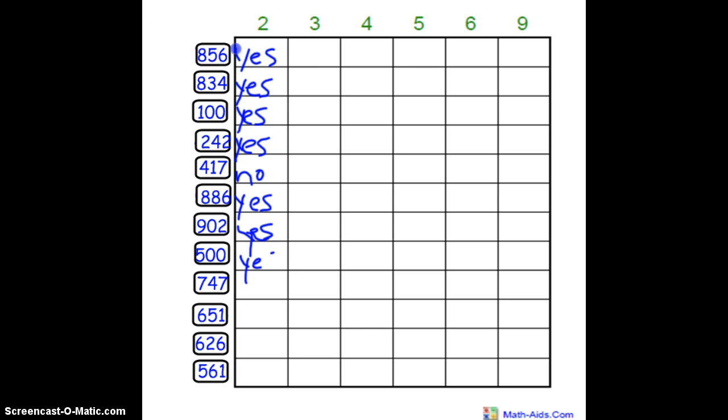Here we've got another yes. This one ends in a 7, so it's a no. This one ends in a 1, that's not even. This one is even, yes. And this one ends in a 1, so not even on that one.